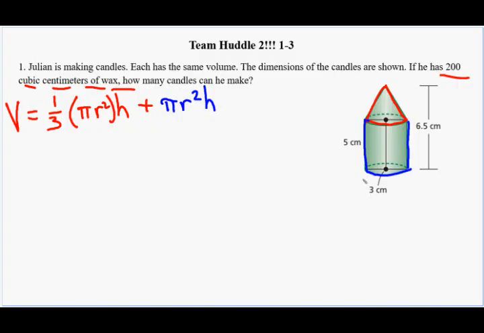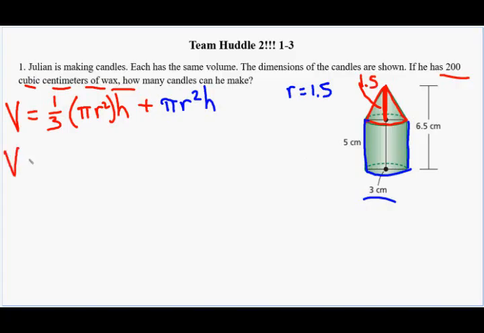For both of these, the diameter is 3 centimeters, so our radius will be 1.5. And up here, we are going to need the height of just the cone, so this red line that I'm drawing in. Overall height is 6.5. Cylinder height is 5. If we subtract, we should get the height of the cone is 1.5.